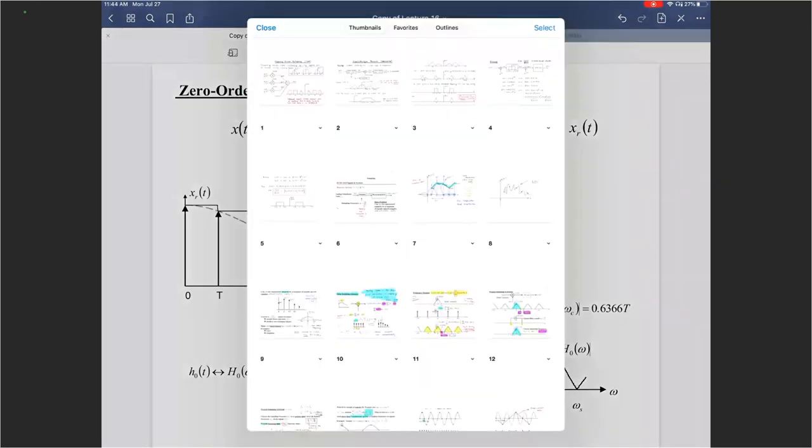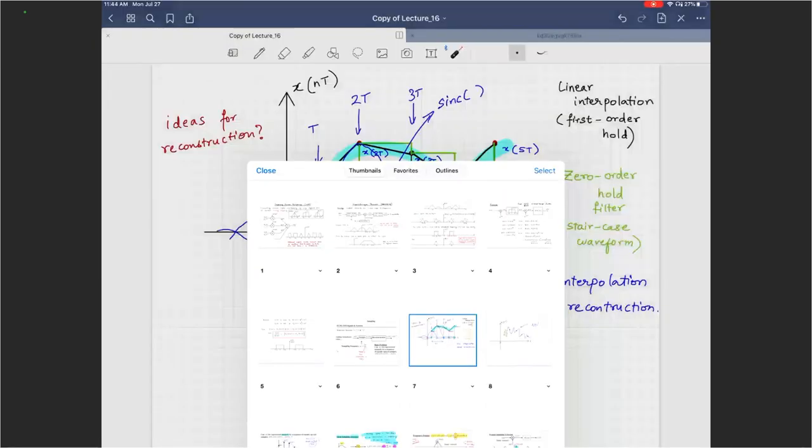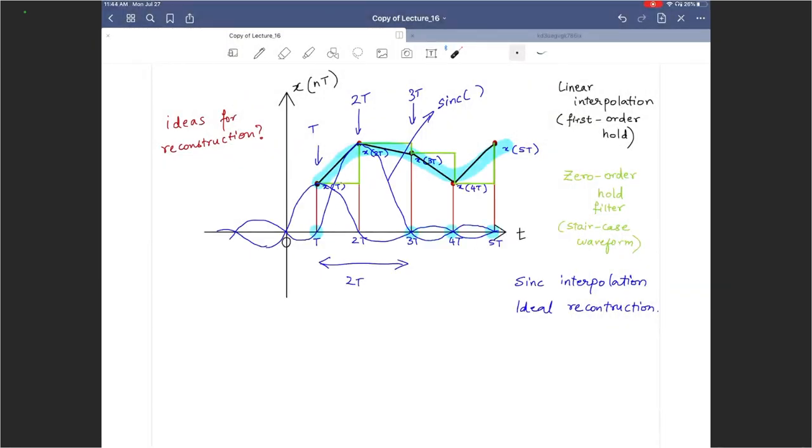And to answer this, we will go back to this discussion here. So take a look at this, and please try to comment about the shape of the impulse response of the zero order hold filter. What should it look like? The impulse response of the zero order hold filter. Green.